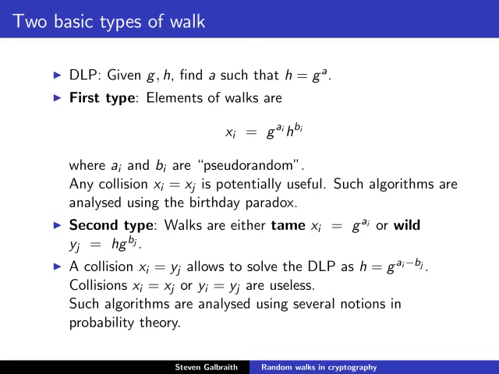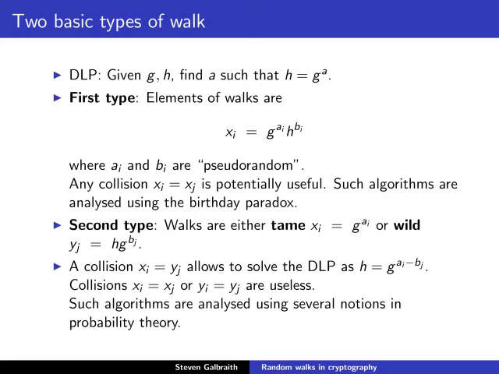There's a second type of situation. This is used in the kangaroo method. You have walks that are sometimes called tame walks, and elements of those walks are g to the power something. And I should have said, but in the algorithm, you always know what these powers are. And then you have wild walks, and wild walks are h times g to the something, where you know what the something is. And in this case, there's one sort of collision that's good. You want a tame and a wild colliding, then you can solve your discrete log.